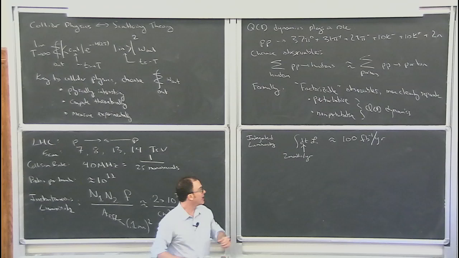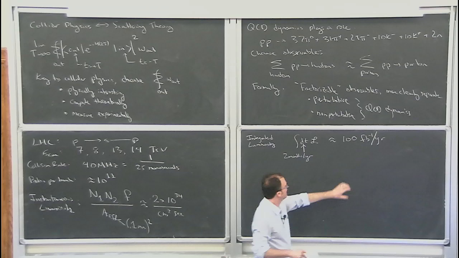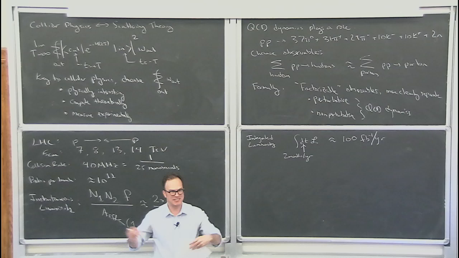But you're collecting a substantial amount of data, and just to give you a sense of what that data-taking rate is, let's convert this into a number that's maybe a little more intuitive. This is a lot of data. How much data is it really? Well, let's just ask how many roughly interesting collisions have happened, where instead of the protons just passing by each other, something happened.